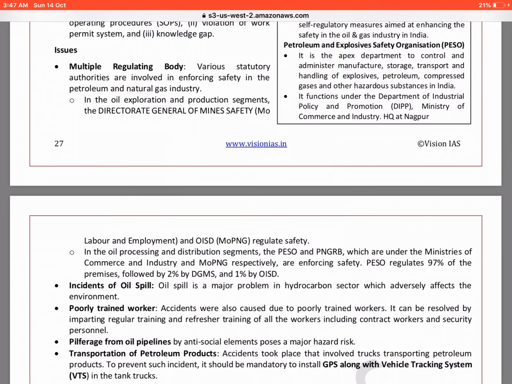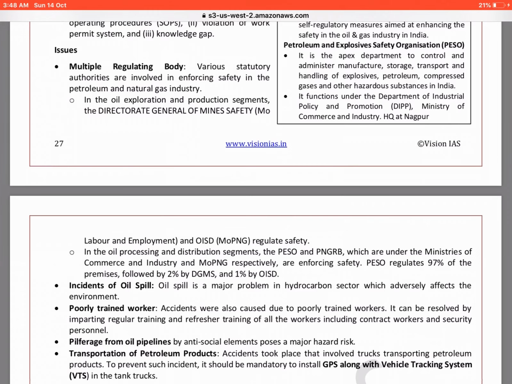One is the Ministry of Labor and Employment. They are regulating the exploration and mining. Also OISD, which comes under the Ministry of Petroleum and Natural Gas, is regulating oil exploration and production. Second, in oil processing and distribution, the Ministry of Commerce and Industry is regulating. So there is involvement of three ministries from exploration till the processing and distribution segments.